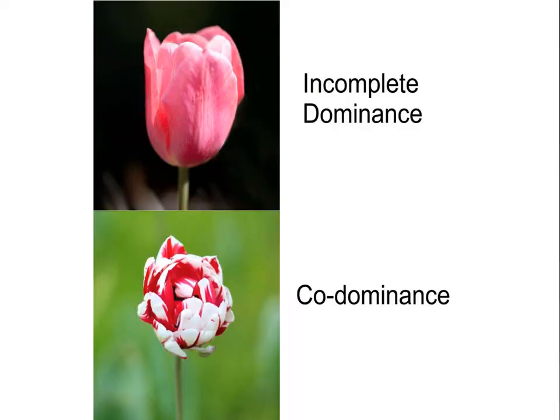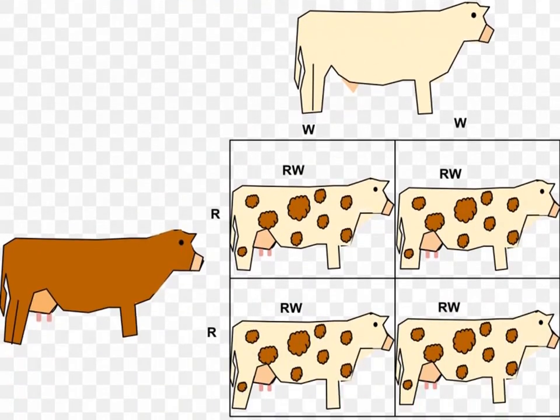Example: incomplete dominance. When a red tulip is crossbred with a white tulip, the result is a pink tulip. While for codominance, when a red flower is crossbred with a white flower, the result is a variegated flower. Another example is for a cow. A white cow is crossbred with a brown cow. So the result will be a polka dots cow. This is an example of codominance.